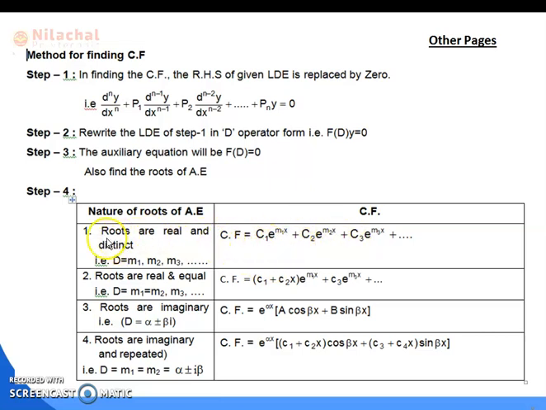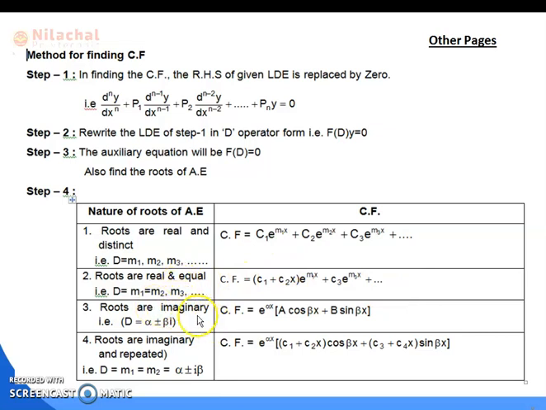Again I am repeating: if roots are real and distinct, you write CF equals C1 e to the power m1x plus C2 e to the power m2x plus C3 e to the power m3x, and so on. If your roots are real and equal, meaning m1 equals m2, you write CF equal to (C1 plus C2x) e to the power m1x plus C3 e to the power m3x, and so on.